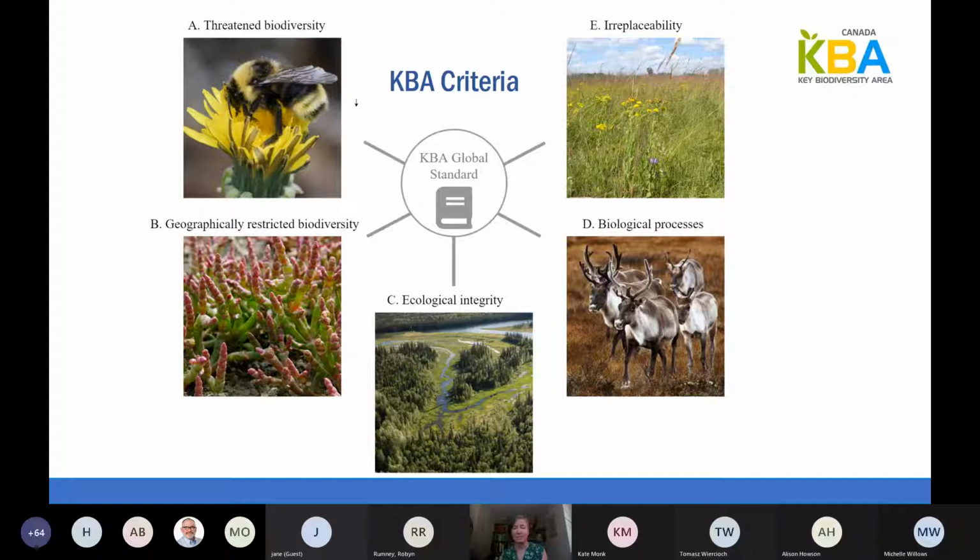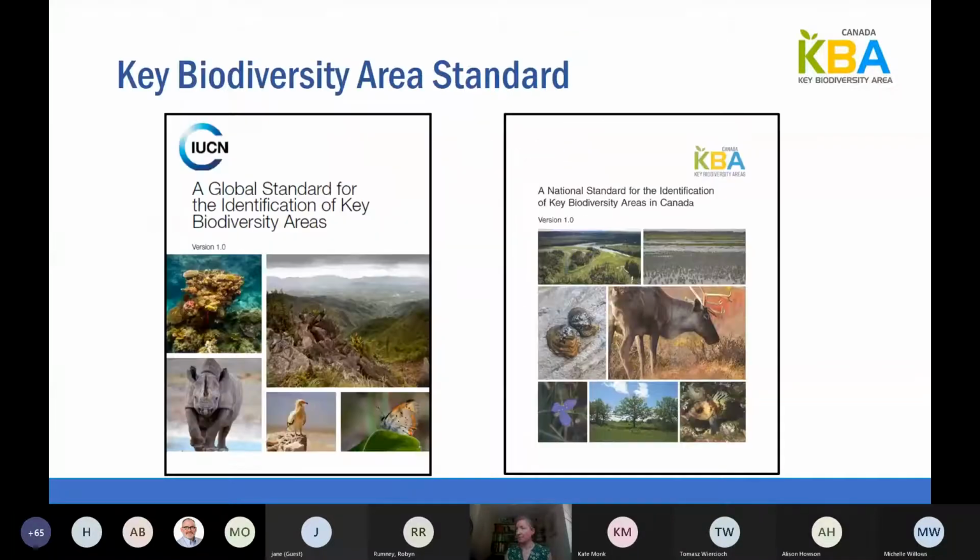So that means species and ecosystems that are quite rare and are only found in small parts of the landscape, so that it's really important to make sure that these are stewarded in some way. It also captures large aggregations of species and areas that are really high in ecological integrity. But I'll let Robin get into those details a little bit further.